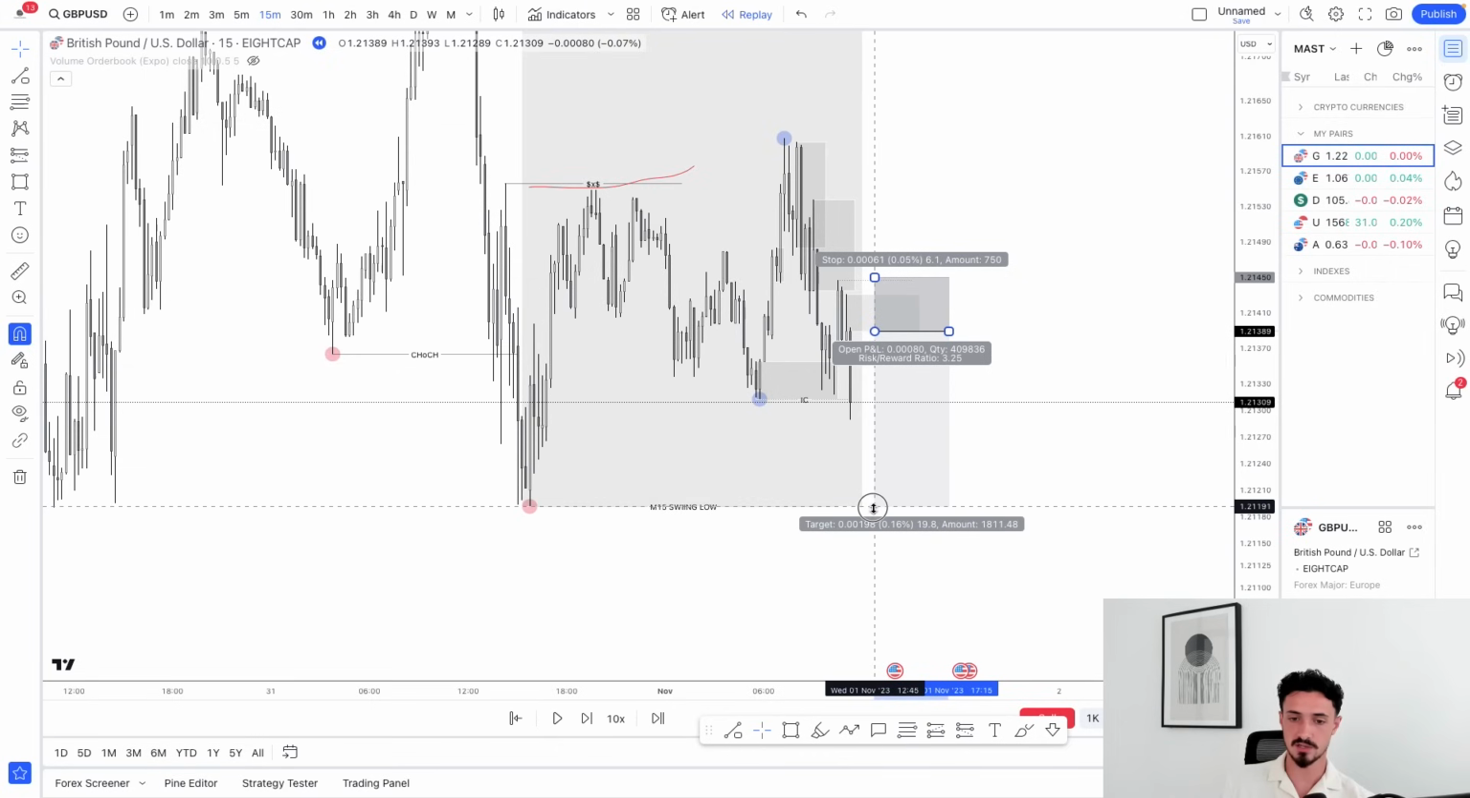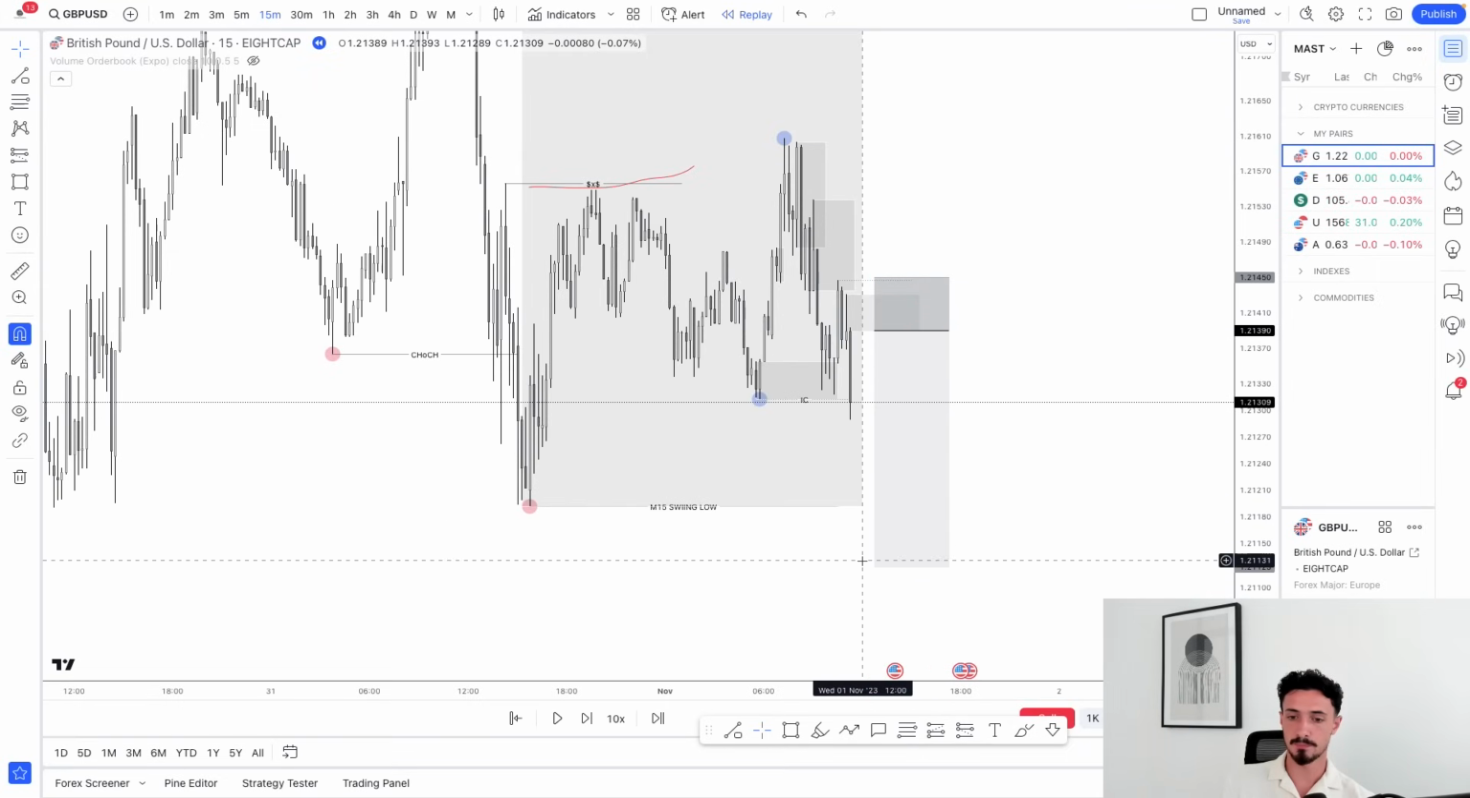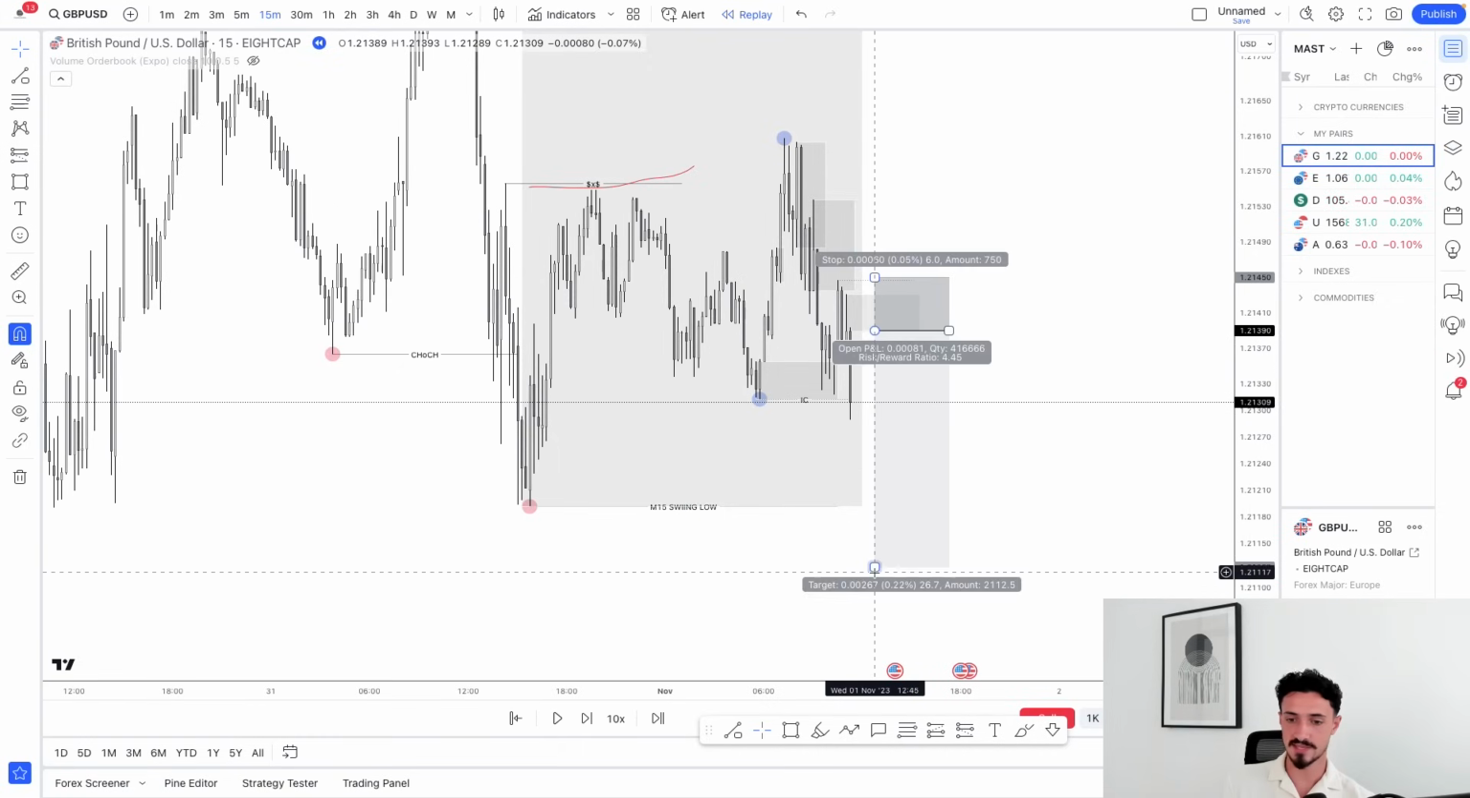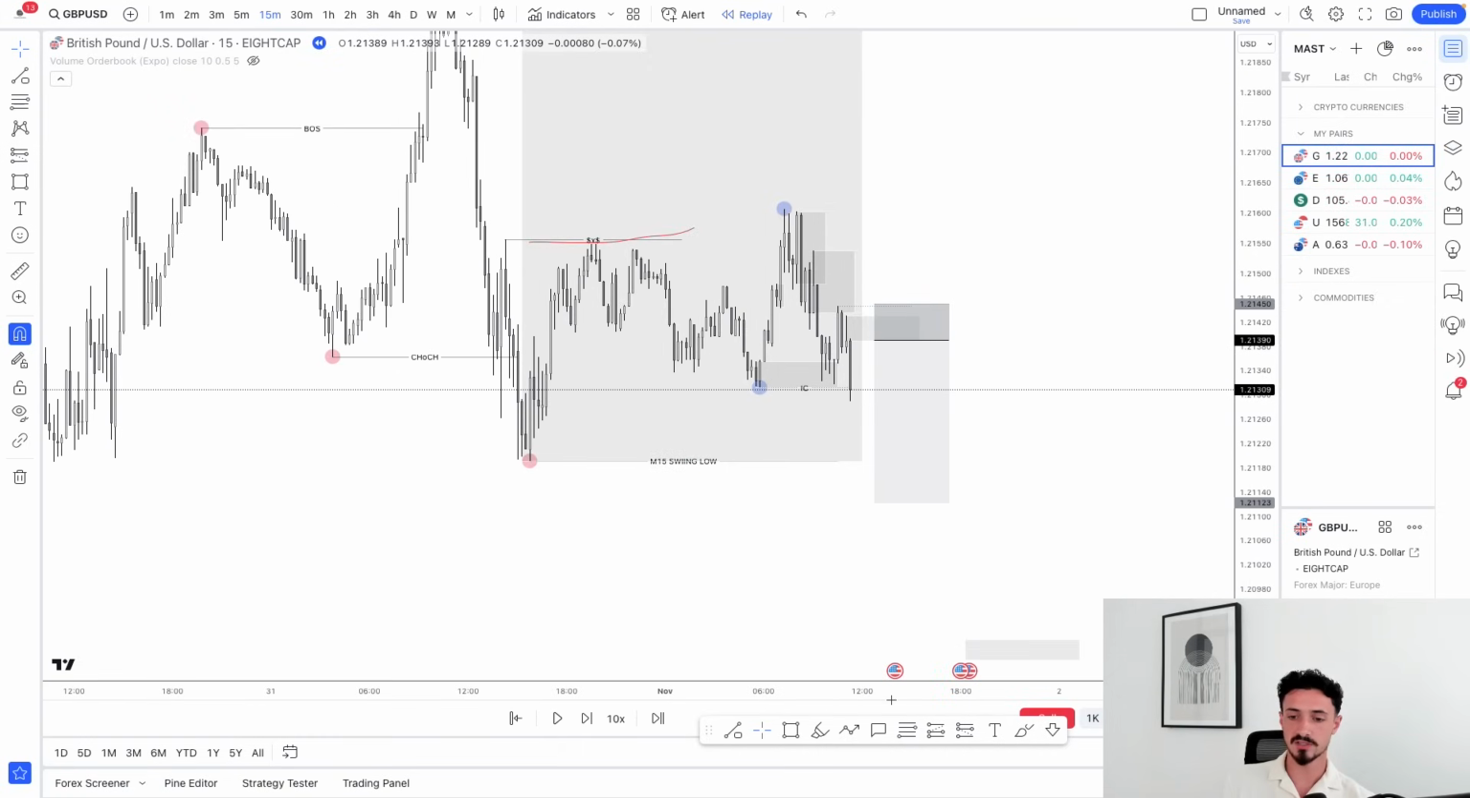So in this specific scenario, we're going to have to do one of two things. We're going to have to make this smaller to fit a 1-to-5, because 1-to-5 is the minimum that we will take, or we have to stretch this out further to create a 1-to-5. So before we decide to stretch this out further, which is what we did, we have to understand what the reasons are that price would want to go lower.